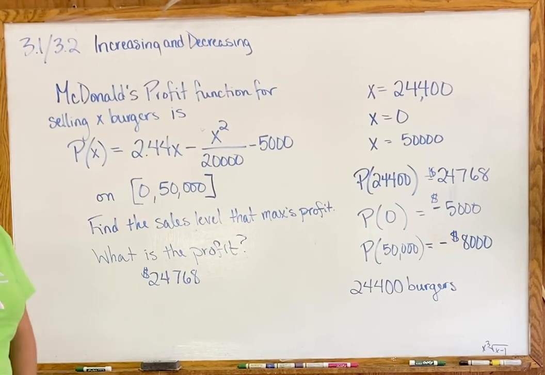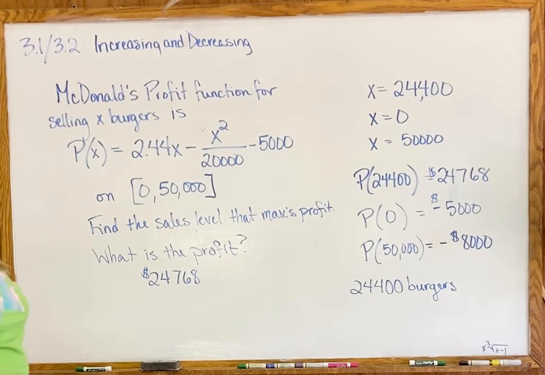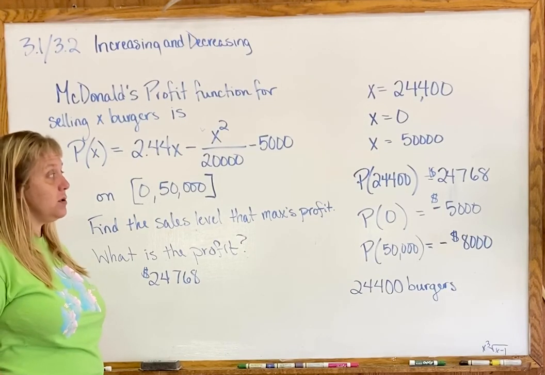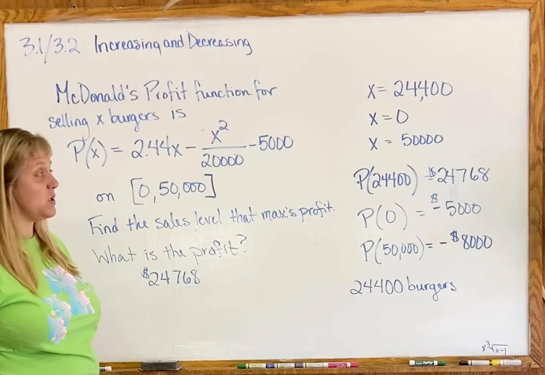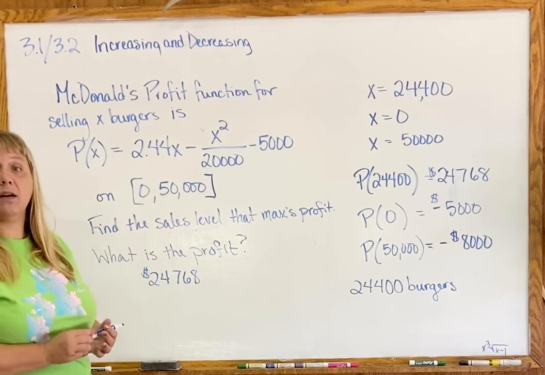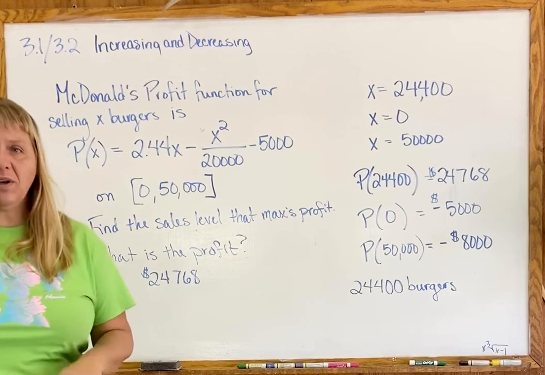So remember, when you're finding the relatives, that's where you're looking at the increasing and decreasing, so relative mins and maxes. And when you're doing the absolutes, you're finding your critical values, and then you're just plugging each one into the original function to see which one's bigger and which one's smaller. Alrighty, so that does it for 3.1 and 3.2.